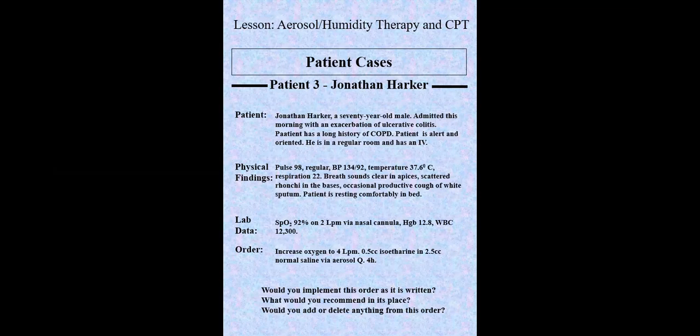Lab data: his SAT is 92% on 2 liters. His hemoglobin is 12.8. White blood count, 12,300. All right, so they're saying the order is to increase his oxygen to 4 liters and give him a bronchodilator, okay? So what we're going to focus on is, do we want to increase his oxygen to 4 liters?